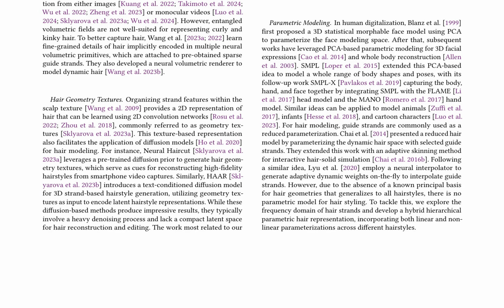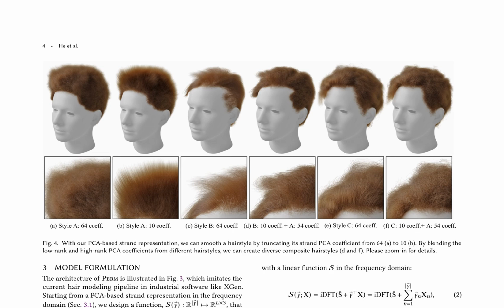The paper highlights the limitations of existing hair modeling approaches, including their inability to capture curly and kinky hair. It also discusses the benefits of using a frequency-based representation, which allows for a more compact latent space and improved preservation of strand curvatures. The Perm model is formulated as a hybrid hierarchical parametric hair representation, incorporating both linear and nonlinear parameterizations across different hairstyles.